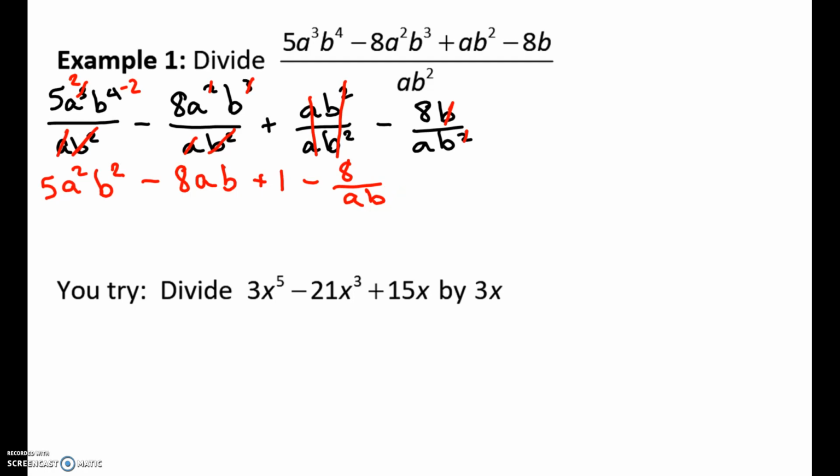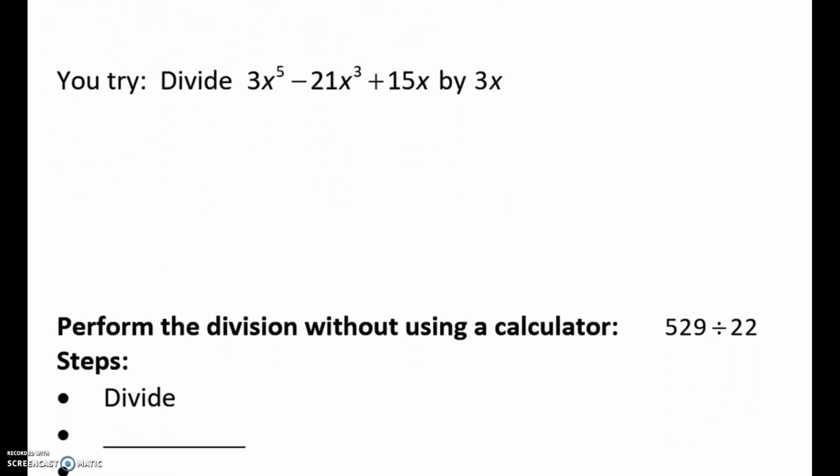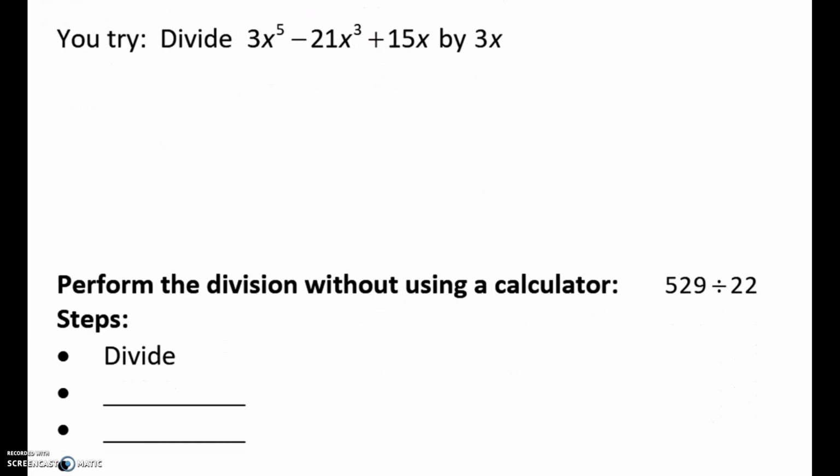All right, guys, it's your turn now. I want you to divide 3x to the fifth minus 21x cubed plus 15x by 3x. And remember, what that's going to look like as a fraction is 3x to the fifth minus 21x cubed plus 15x over 3x. So pause your video now and do that.